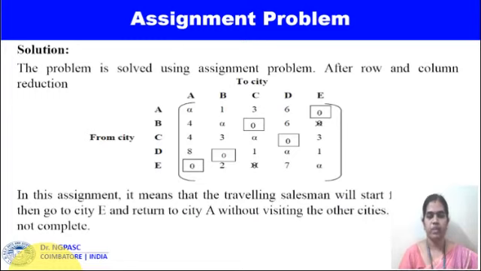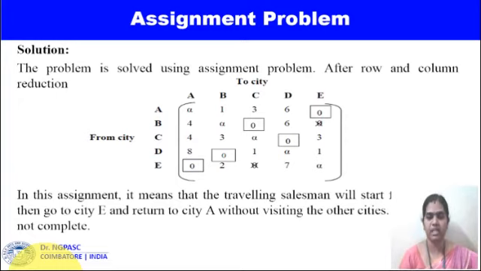If I proceed with an assignment process, I get an assignment like this, where I start from city A and visit city E. Now I am in city E, so from E I come back to A, which means I didn't visit cities B, C and D. So this is not a complete procedure for the traveling salesman, but for assignment it is complete.